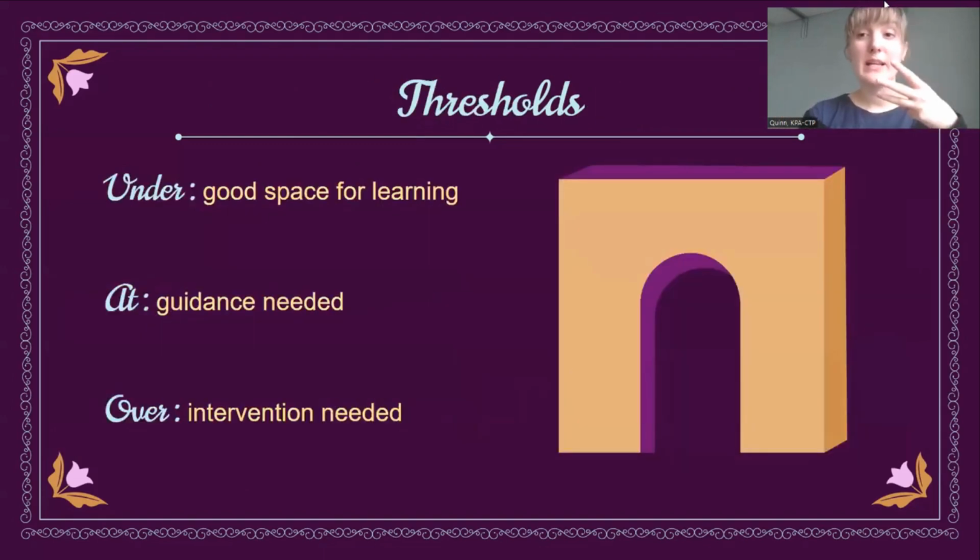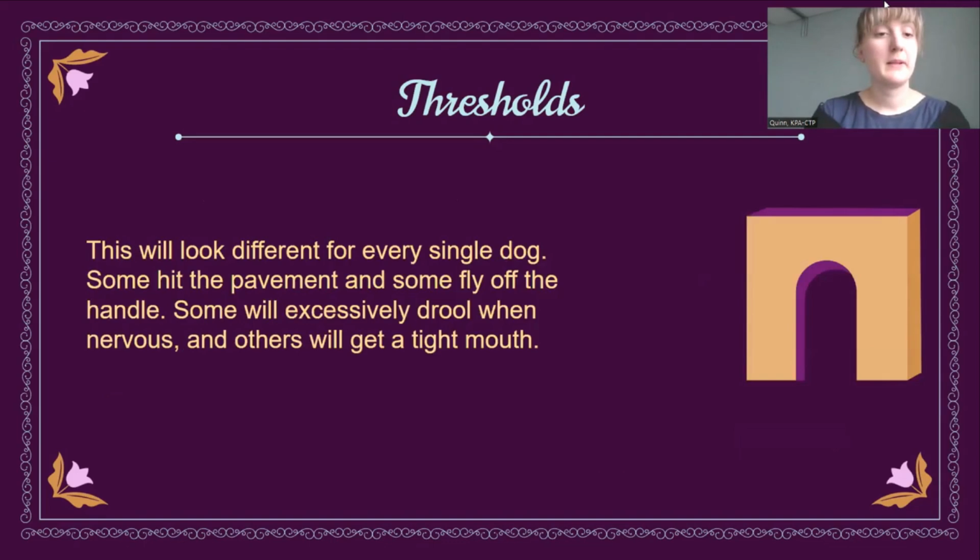So we can have three different positions for being in or at or over threshold for dogs. We have under, this is a good space for learning. We have at threshold, this is where guidance is needed. The dog is starting to get worked up. And then we have over threshold, this is where they're out of their brain a little bit and intervention is needed. This presentation will be set up so you will learn two skills at each threshold level.